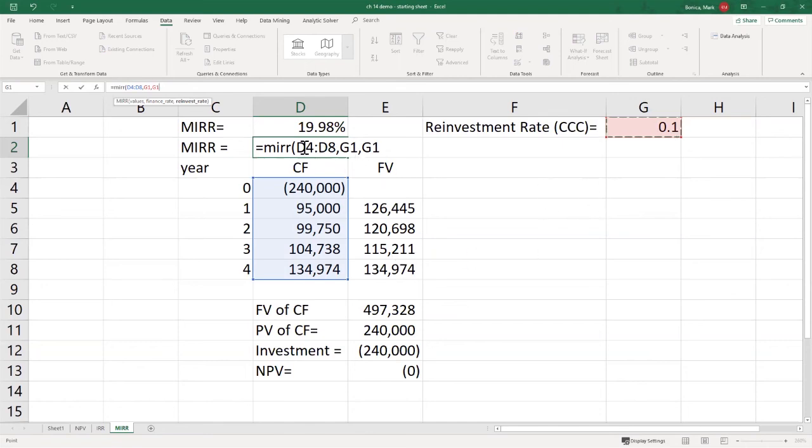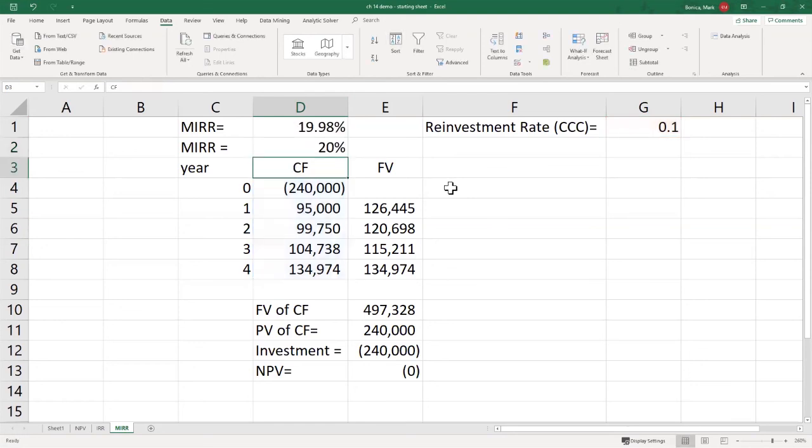So for us, it's going to wind up being D4 to D8, which is the initial investment plus the 4 cash flows, the finance rate, which is the corporate cost of capital, and then whatever your reinvestment rate is. And in our case, that's the same thing as the corporate cost of capital. Close the parentheses, hit return, get 20%.